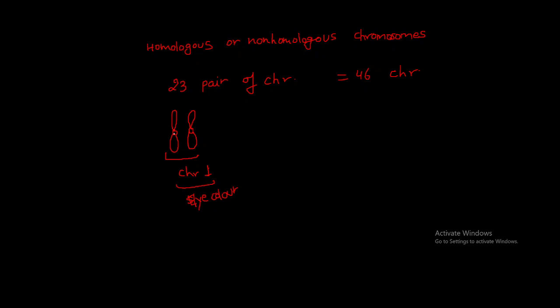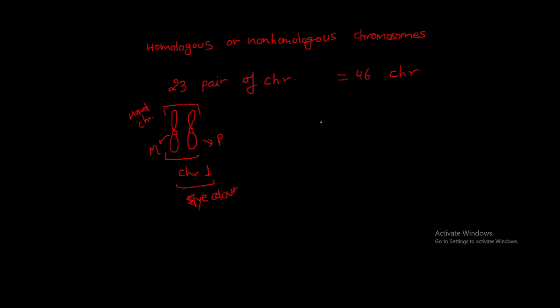So you will get one copy from your mother. Let's say this is your maternal chromosome, this is your paternal chromosome. So one copy of this eye color you will get from your maternal chromosome and one copy from your paternal side. And these genes will be located on chromosome number 1 only. So the location of these genes is going to be the same. So this is the homologous chromosome because they have the same set of genes. The eye color genes are present on chromosome number 1. So they are the homologous chromosomes.